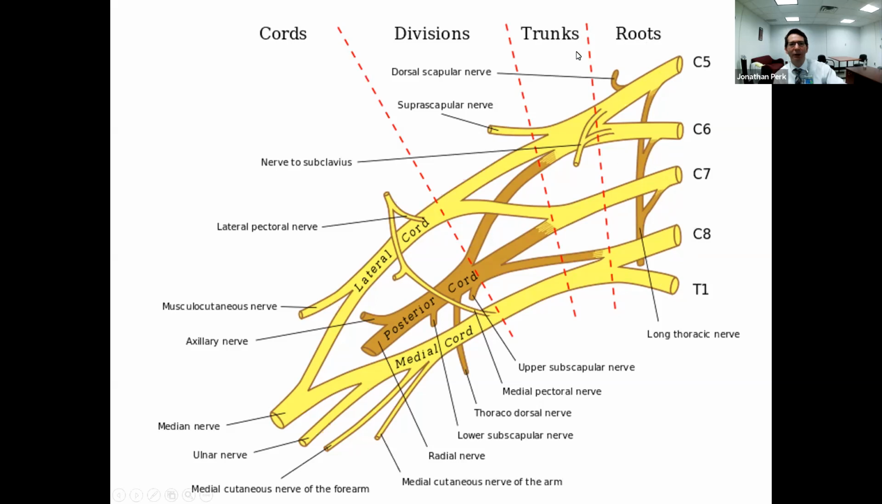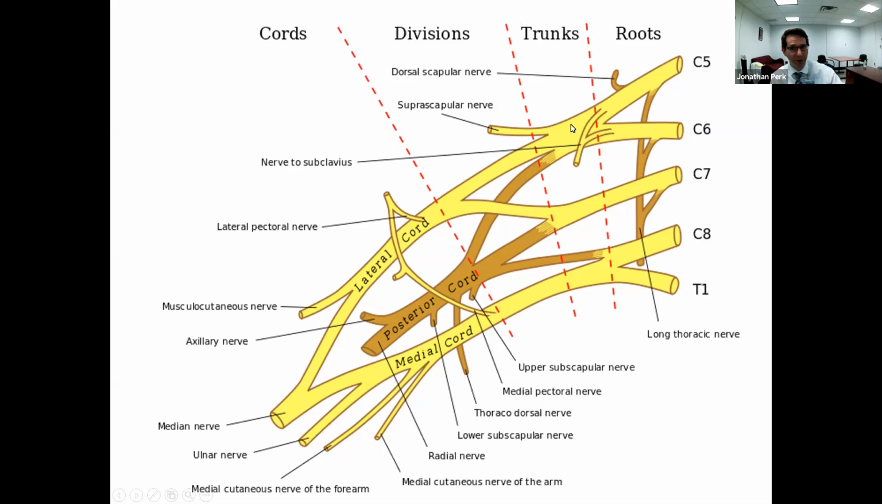And then we have the Travis, the trunks. So the upper 2 and the lower 2 combine to become trunks. The upper 2, C5 and C6, combine to become the upper trunk. C7 continues on its own as the middle trunk. And C8 and T1 combine to become the lower trunk, okay? But there's not much action here.